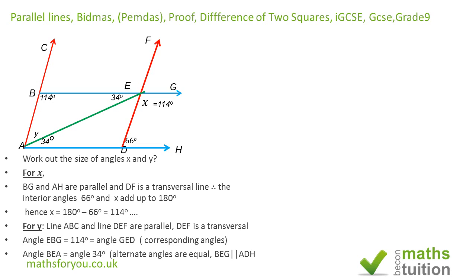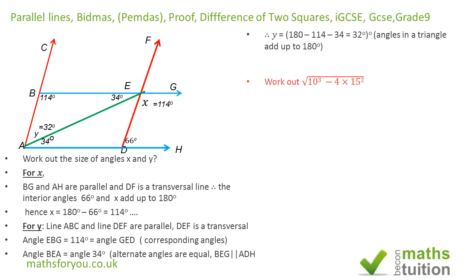Now, for the triangle ABE, the angles in a triangle add up to 180 degrees. So the value of y is going to be 180 minus 114 minus 34, and we end up with the value of angle y being 32 degrees.